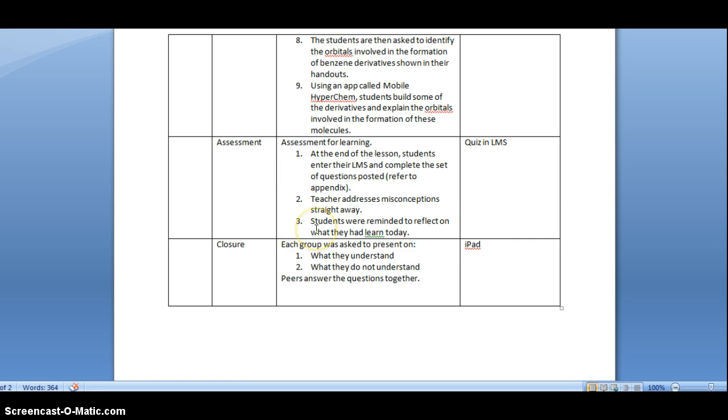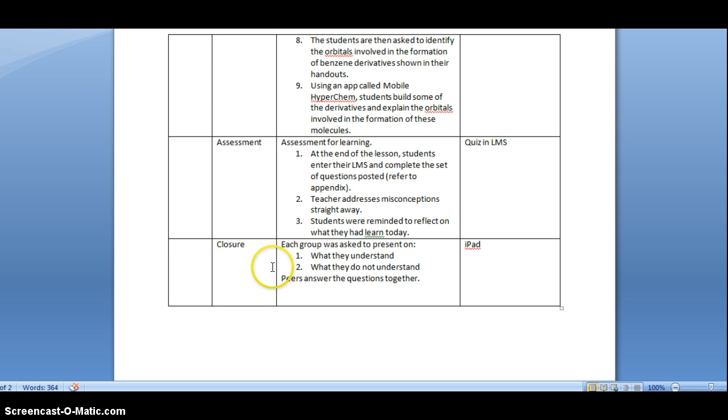Okay, number three, students were reminded to reflect on what they had learned today. This is my style of teaching. I always introduce reflection, and that is how I know whether my students are there yet, or they're not there yet, or they're halfway there, and how they feel about that particular topic, whether it is dear to their hearts or whether it is something new to them. So yes, all my students have done reflection before.